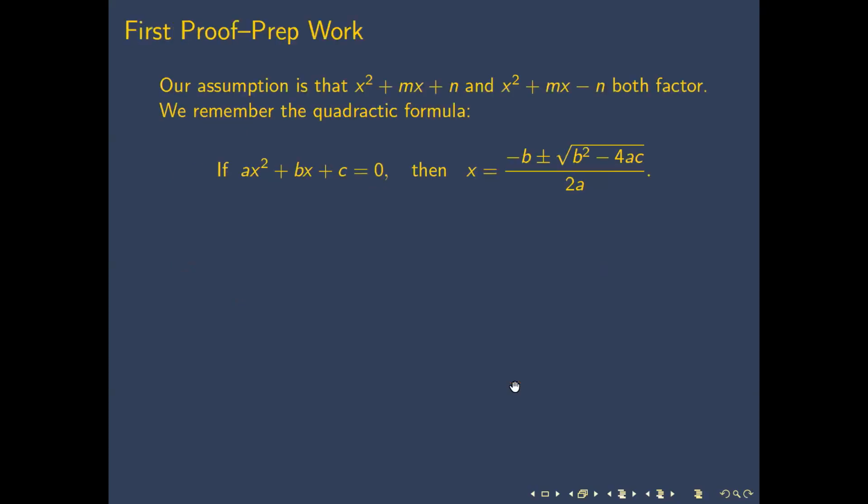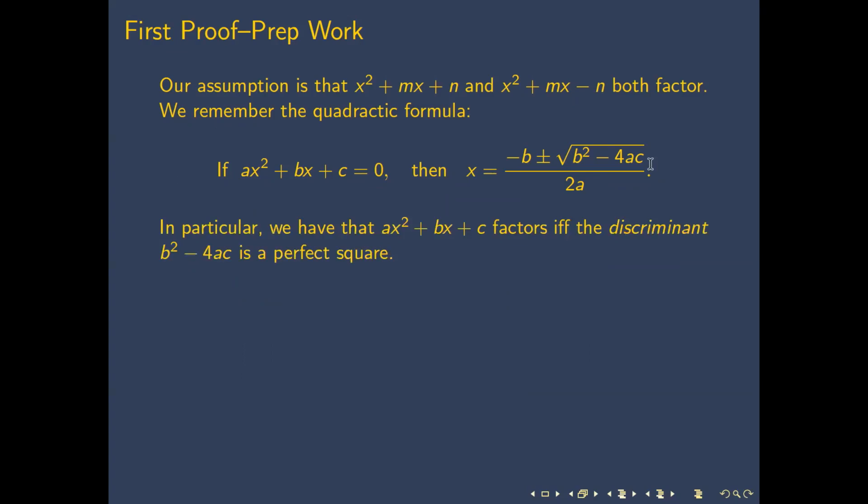Okay, so first let's do a little prep work. Our assumption is that those two guys both factor. Of course, we know the quadratic formula. If we want those to factor, we just need the roots to be rational. To figure out whether they're rational, just look at the square root part. So if I have rational roots, I need this thing under the square root to be a perfect square.